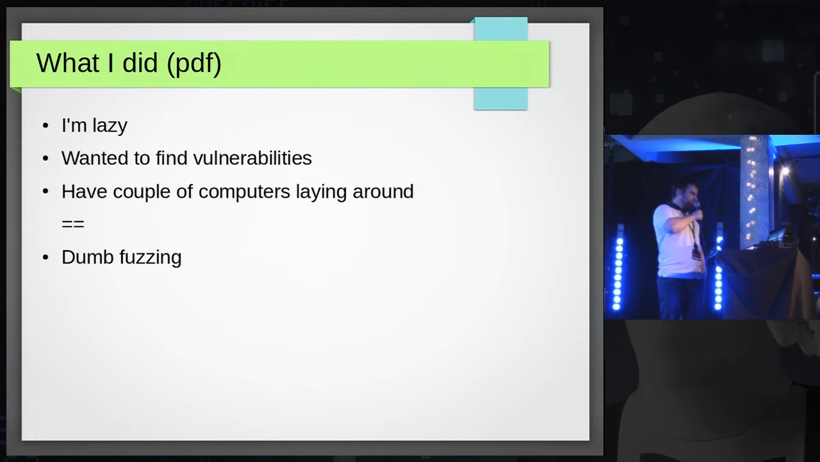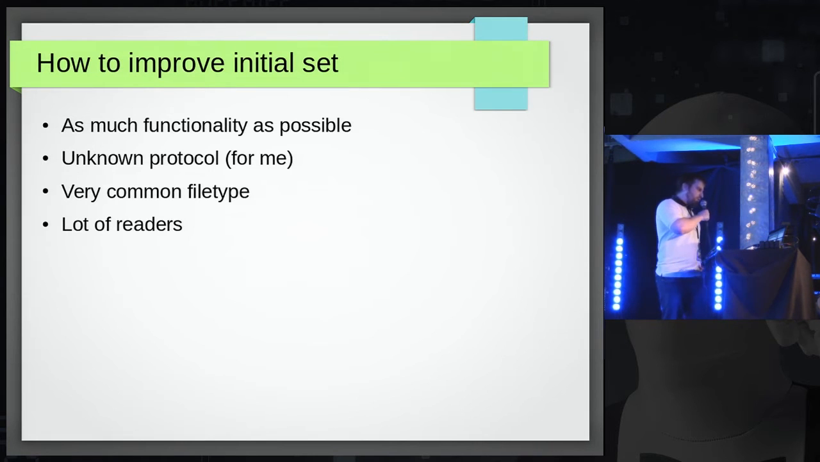So, what I did. First of all, I'm lazy. I don't want to spend months and months implementing some file type or something like that. I still wanted to find vulnerabilities, and I had a couple of computers laying around that I could use for just computing power. So, dumb fuzzing it was. But like I said, in the case of dumb fuzzing and mutation-based fuzzing, the code coverage of the target is highly dependent on how good the files are at the very beginning. So how can you improve the initial files that you're going to fuzz?